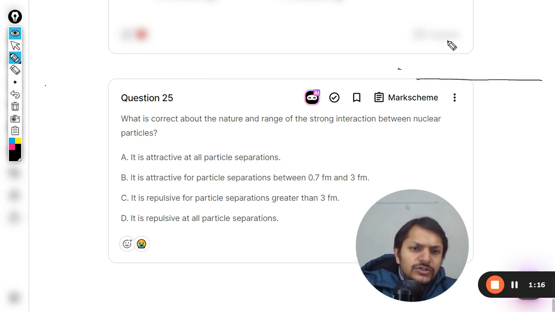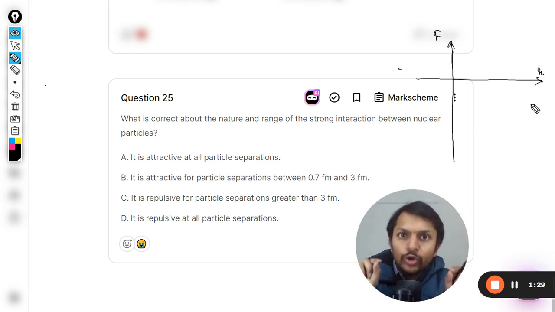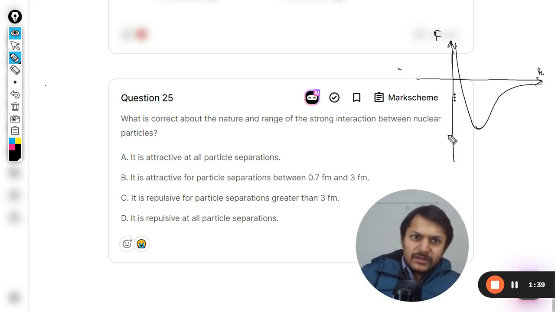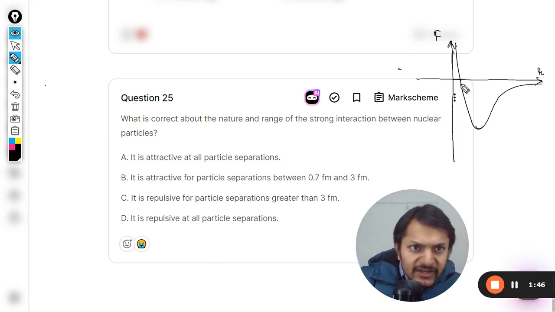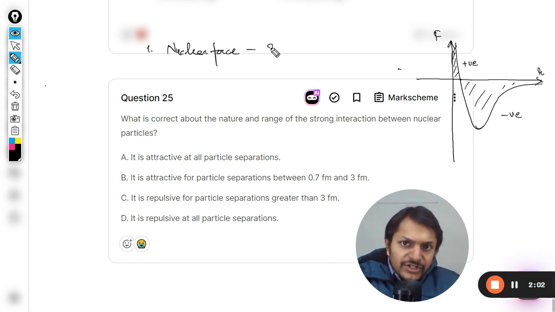So the graph of this goes somewhat like this. I'm not able to draw it properly. Let us say this is the force and this is the separation between two protons or two neutrons. So the graph moves somewhat like this. Obviously I'm drawing with my hand, so it's not that particular. Here for this much of the region the force is negative, and for this much of the region the force becomes positive. So point number one about the nuclear forces is that they are short range.